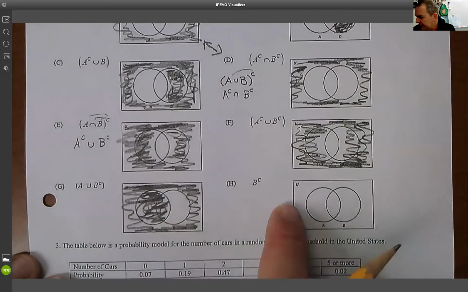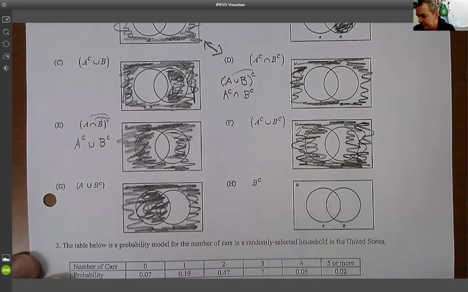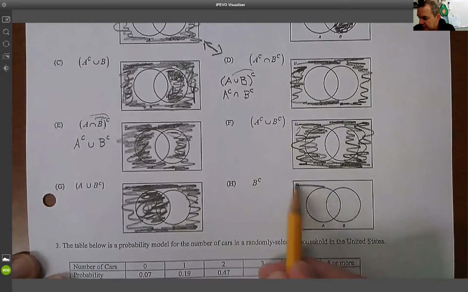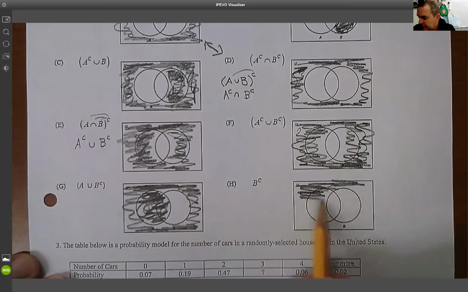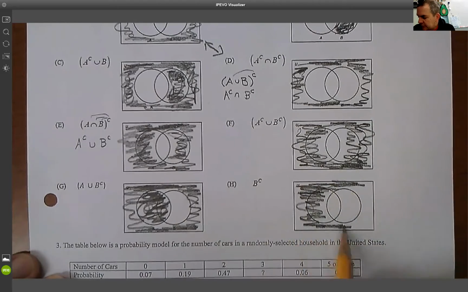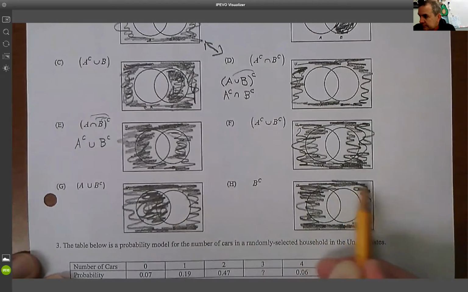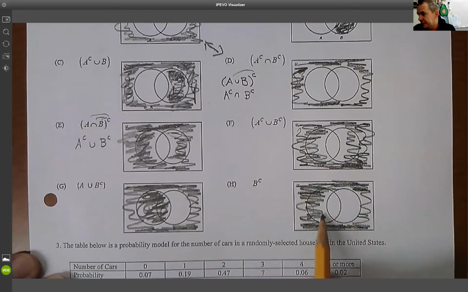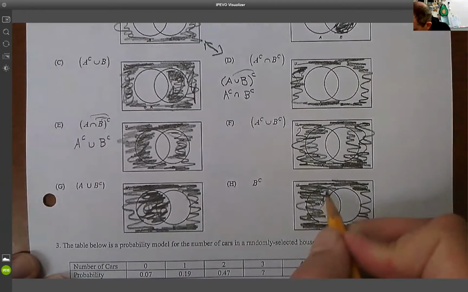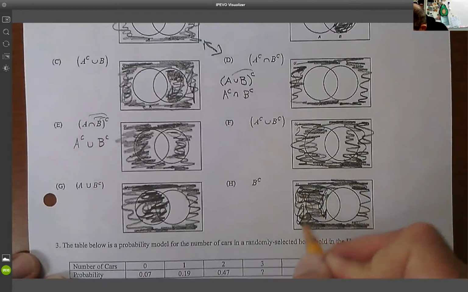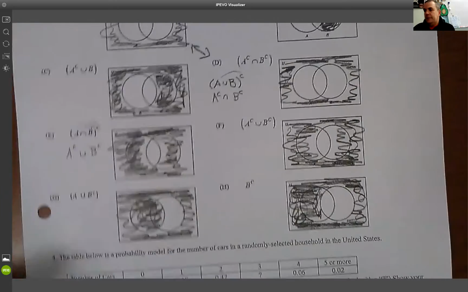And then last one, not B. Not B is basically anything not in the B circle. It's going to be this. It's going to be anything that's not in the B circle. So all of this stuff right here. So that's going to be our not B.